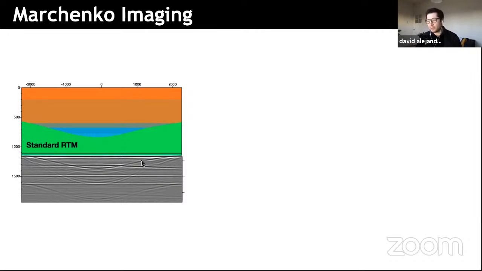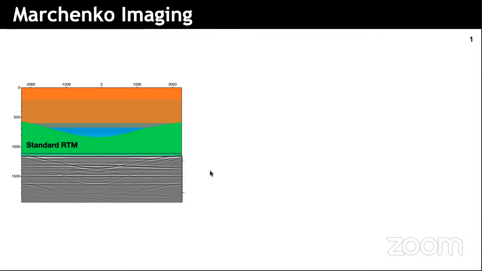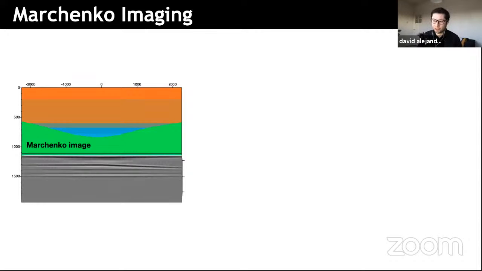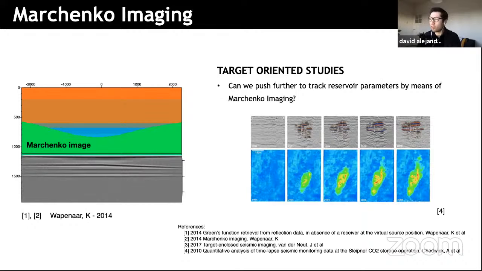Now, in 2014, there was a paper with a new strategy that is called Marchenko imaging. And the idea with Marchenko imaging is to basically use the reflection data and limited knowledge of the medium to come up with an image that looks like this one here. So you clearly see that most of the artifacts have been removed, and that now we have a better image, with high resolution.